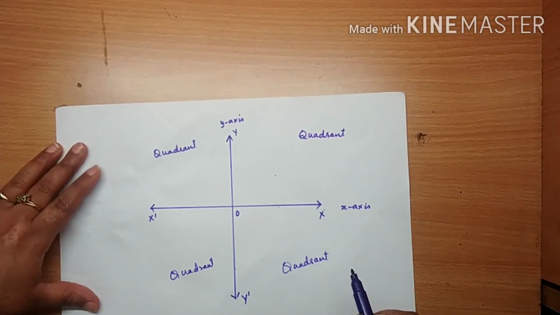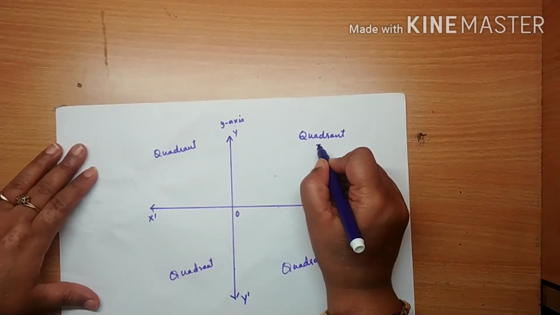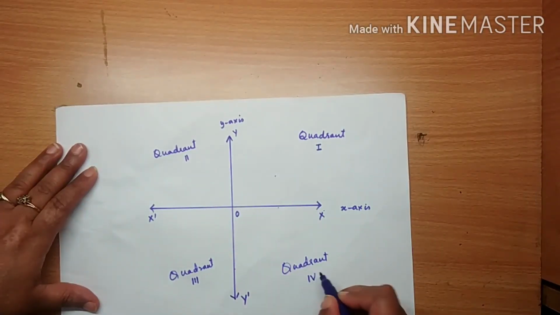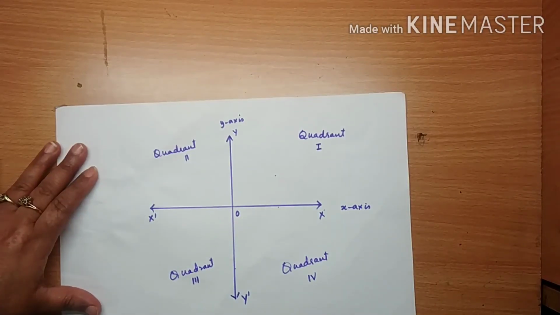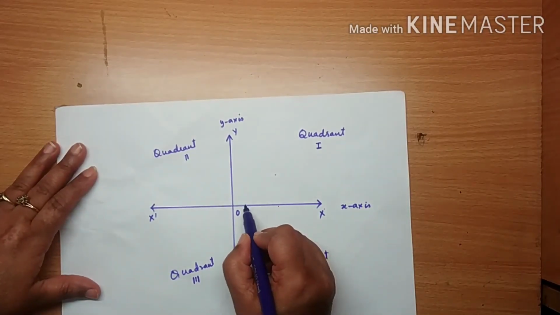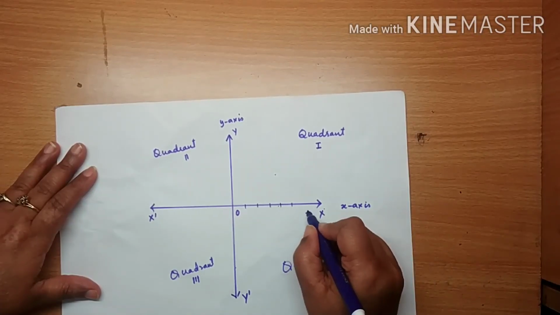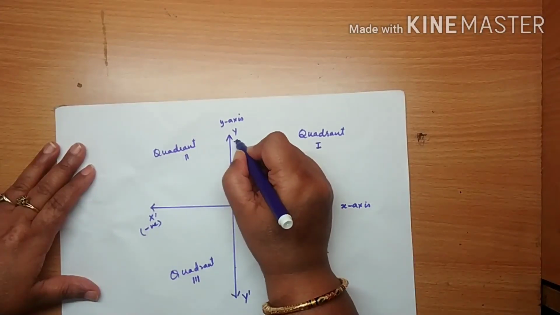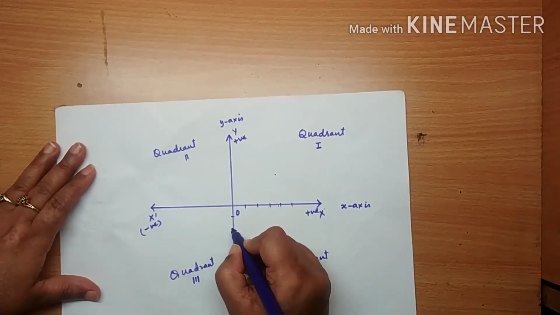And we label these quadrants as 1, 2, 3, 4. But how do we know which one is 1? This is 1, 2, 3 and this is 4. We label in anti-clockwise direction. Now children, always remember on the x-axis, this side we have positive, and the left side we have negative. On the y-axis, the upper side we have positive and the lower side we have negative.